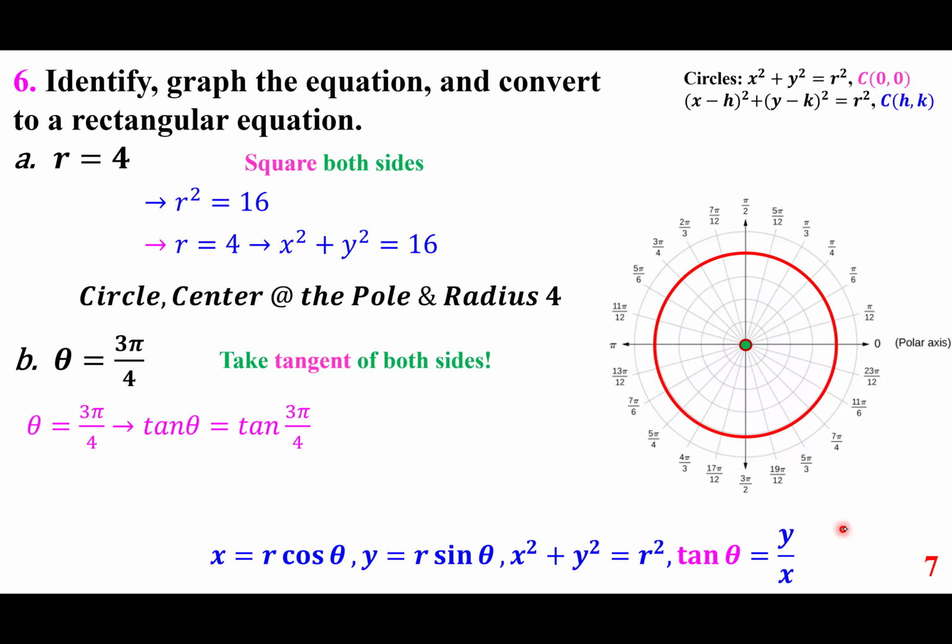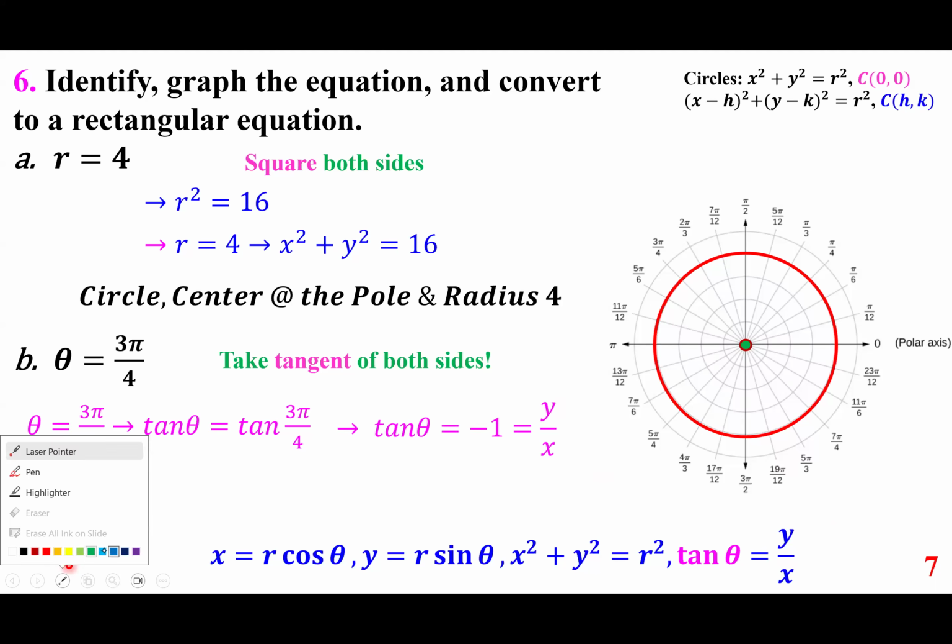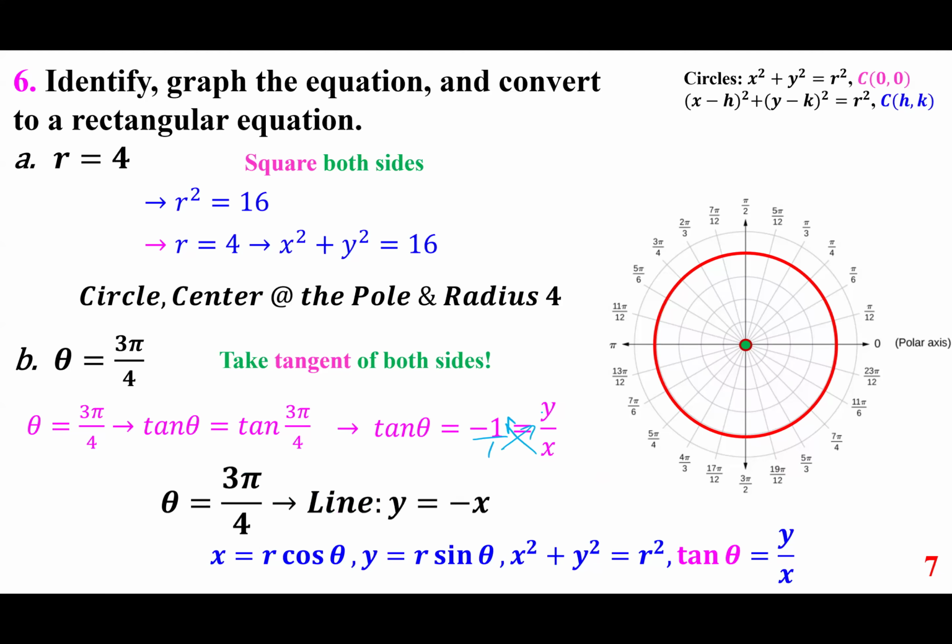Tangent of 3 pi over 4 is -1. So -1 equals y over x, which makes y equals minus x, the cross product, everybody. And so when theta is 3 pi over 4, the line is y equals minus x. As you know, y equals x goes through the origin this way, y equals minus x goes this way, right?